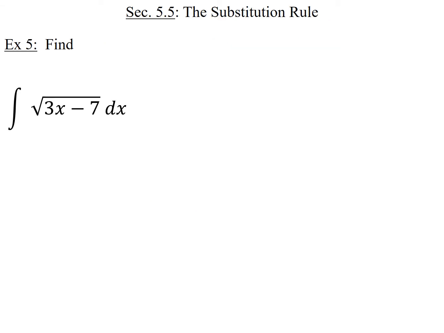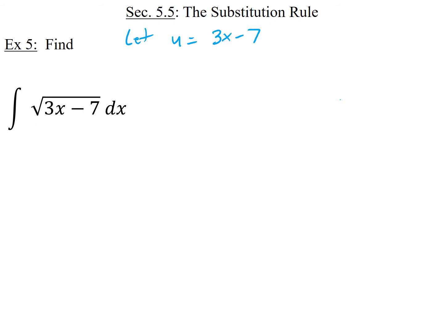Okay, so let's actually do this integral now. So for this one, again, the idea is you want u to swallow up as much of the function as possible. As long as the derivative of u is a number, it's going to be fine. So what are we going to make u? We're going to make u the inside of the root. So we start off by writing let u equal 3x minus 7.